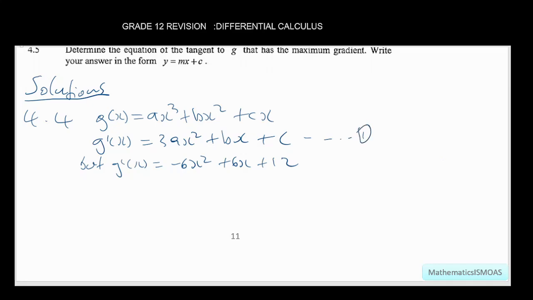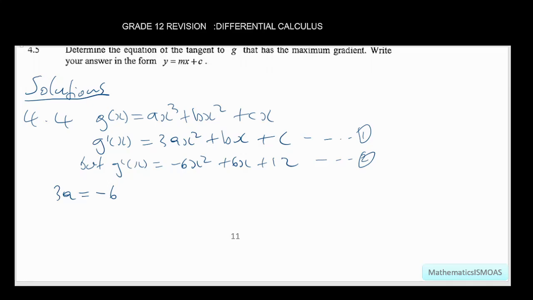let's label this 1, let's label this 2. Then let's compare the coefficient of x squared, the coefficient of x, and the constant number. So we are not solving the two equations simultaneously. I've just labeled them 1 and 2 so that you can understand which one I'm talking about. So from equation 1, the coefficient of x squared is 3a. Then it must be equal to the coefficient of x squared in equation number 2, which is -6.